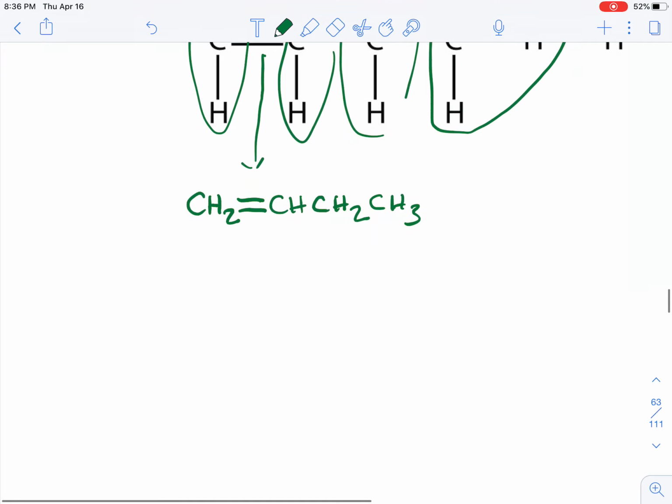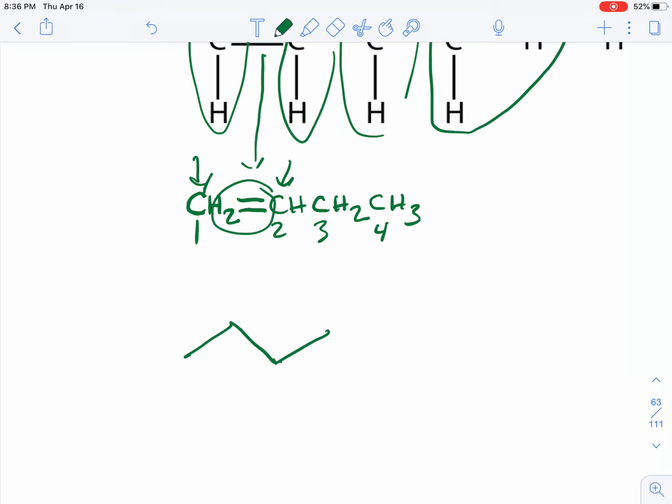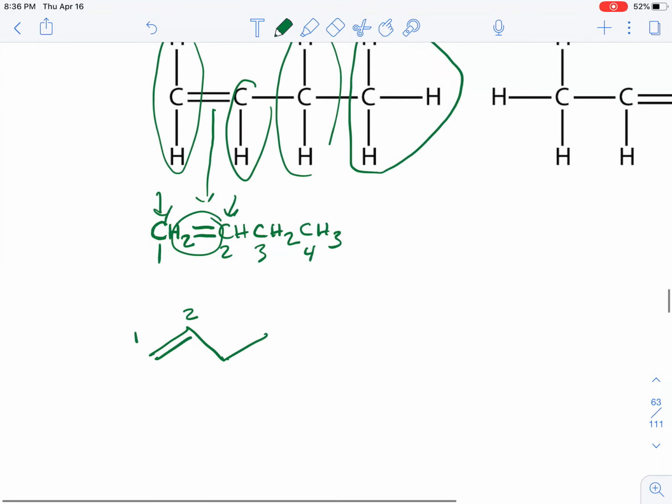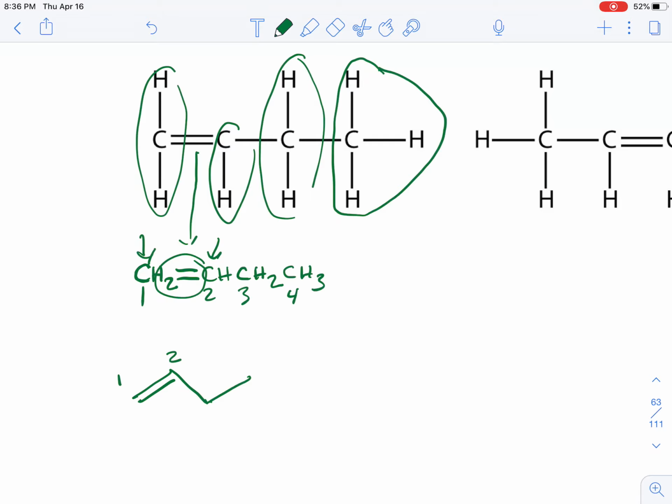And so to draw this in terms of skeletal structure, here I have carbon 1, carbon 2, carbon 3, carbon 4. So I have a 4 carbon chain. So then I'm going to put 1, 2, 3, 4. And between carbon 1 and carbon 2 is my double bond. And so if this is carbon 1, if this is carbon 2, then my double bond goes here or here. Does not matter. Okay? And that would be the skeletal structure for this expanded and condensed structure.